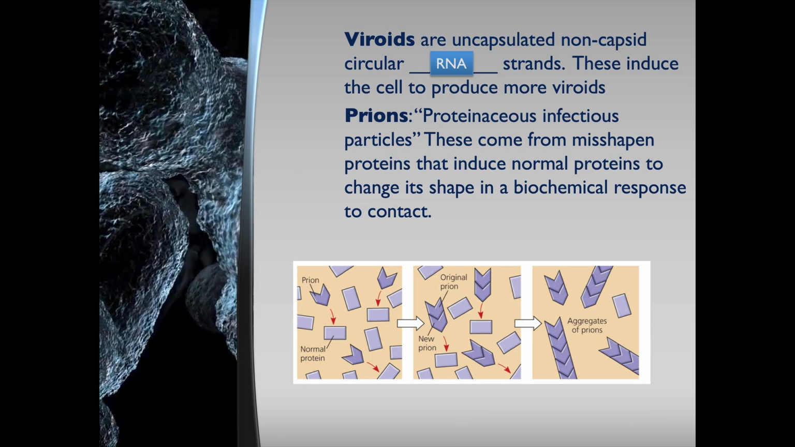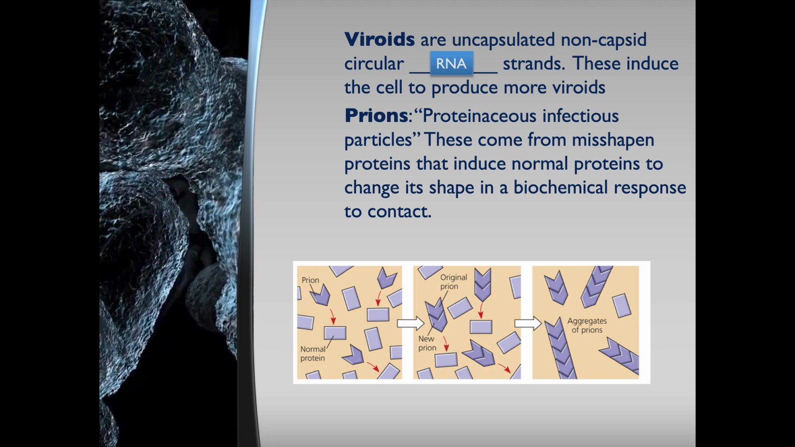Viroids are extremely small, unencapsulated, circular RNA strands. They induce the cell to produce more viroids. So these pieces of genetic material are floating around and have the ability to get inside of the cell to produce more of themselves. We see a lot of these in the plant kingdom.